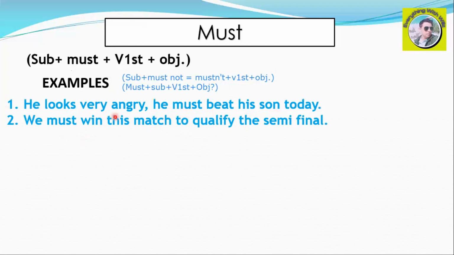And this sentence is the logical conclusion. Why logical conclusion? He looks very angry. This is the evidence. And on the basis of the evidence, this is your logical conclusion. Your logic gives you this conclusion. ये evidence है कि he looks very angry. वो बहुत गुस्से में लग रहा है. इस evidence को देखते हुए ये आपने conclusion निकाला है कि he must beat his son today. आज जरूर अपने बेटे को मारेगा. And this conclusion is based on this first sentence, which is the evidence.